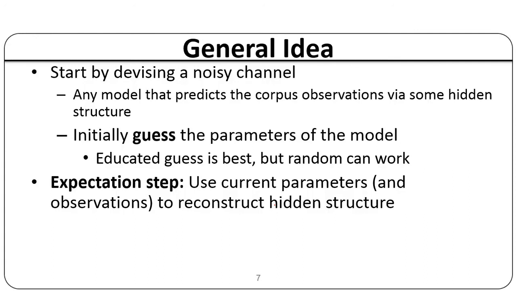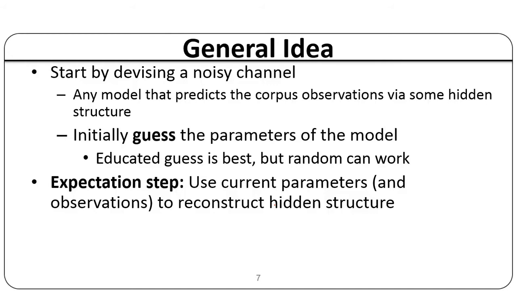step. The general idea behind the expectation maximization algorithm: any model that predicts the corpus observations via some hidden structures or hidden states, we are going to identify some states, and then use them to find or guess the new parameters. Initially, guess the parameters of the model. An educated guess is the best, but random can work. Initially we randomly select, apply it into the formula, check whether it worked properly, and then repeat it.